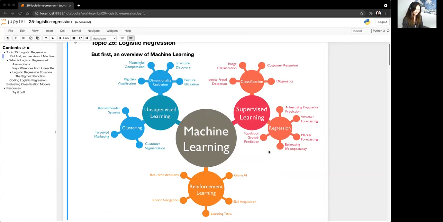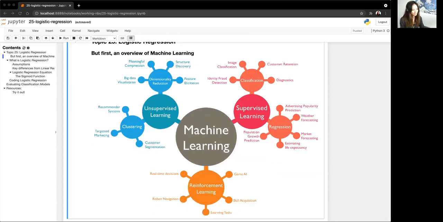So I found this neat mind map that summarizes a lot of what we're going to be covering for the rest of this course. So within machine learning, we have supervised, unsupervised, and reinforcement learning. Reinforcement learning, I'll tell you right now, we are not going to touch at all in this course. I have barely looked into reinforcement learning, but that's basically how they teach machines to play chess. That's reinforcement learning.